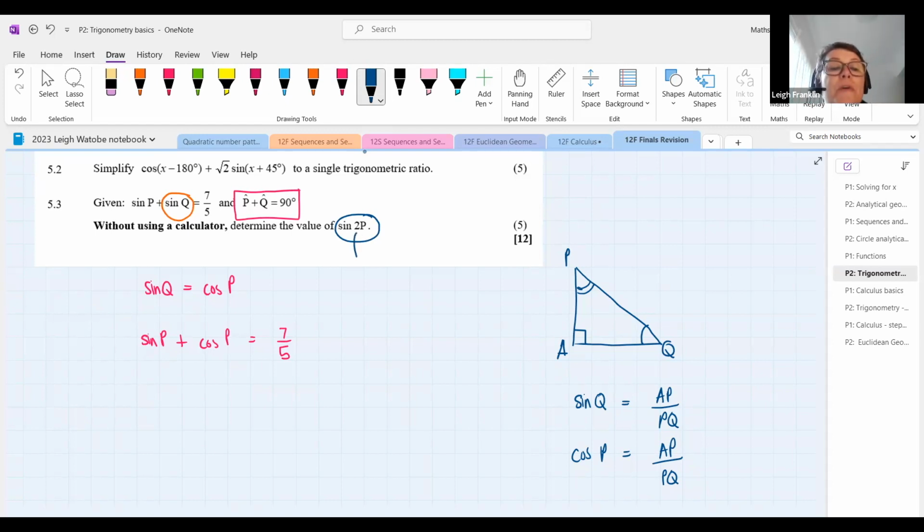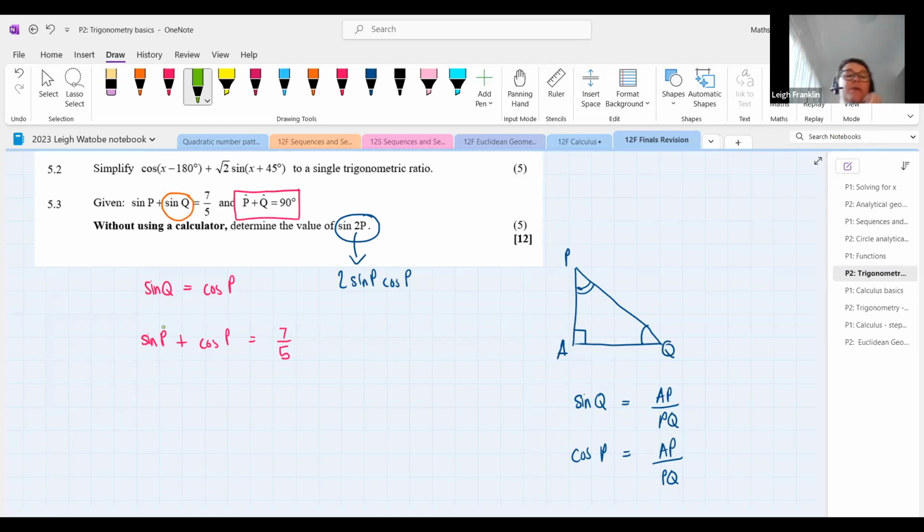Because we know that the sine of 2p is 2 sine p cos p. But this is how they want us to get to that. Would you believe it? But our next step, who knows? Well, actually, instead of me telling you, what do you think the next step is with our pink equation? What do you think they want us to do to both sides of our pink equation?